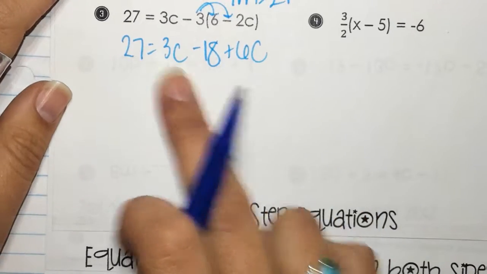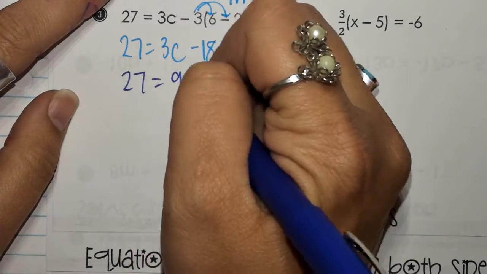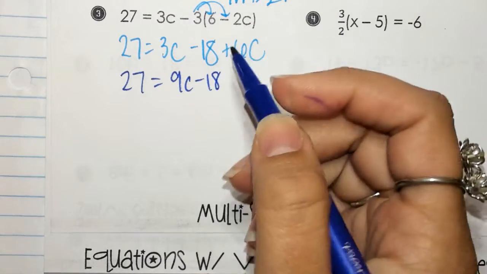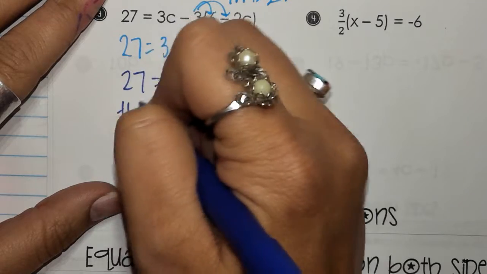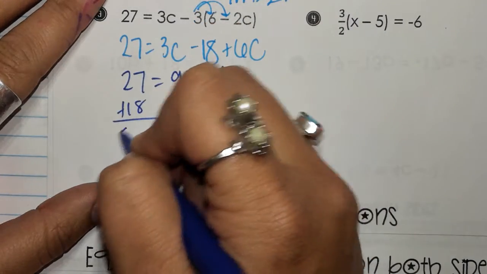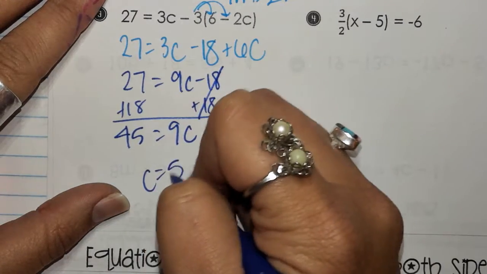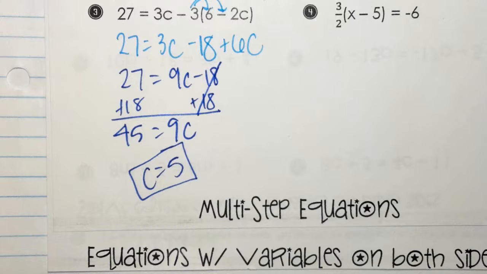Okay. Alright, so the first thing you should do is combine like terms. And you get 27 equals 9c minus 18. Yes or no? Yes. Alright. Then you add 18 to both sides. And you get 45 equals 9c. So c equals 5. I got that right. You got it right? Put a check.